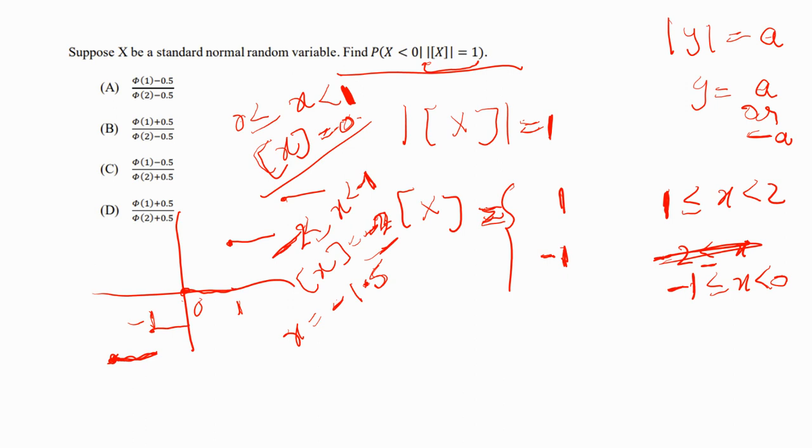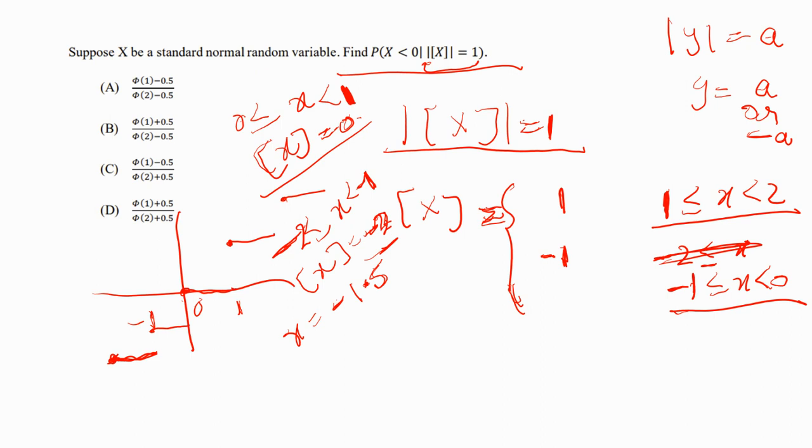Okay. So now this is the thing we have. If x is in between this and x is in between this, then greatest integer x will be 1. So now we need to know the probability of the denominator.